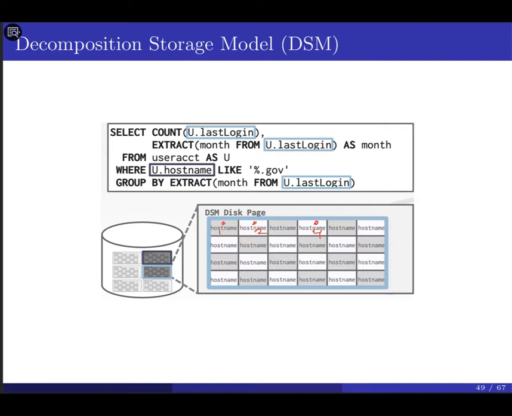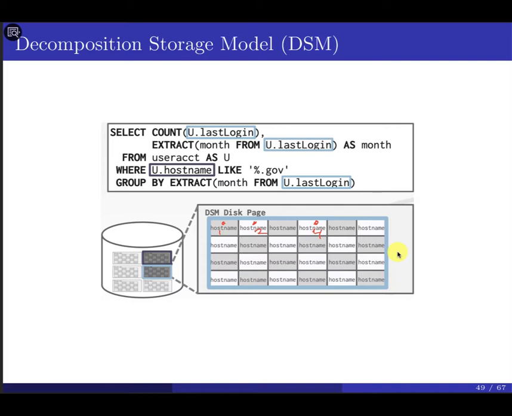So now you need to jump to another block that contains the last login, and you need to consider just the first value, the second and the fourth value for the last login, because those values correspond to the host names that contain the value of government. What does that mean exactly here? Again, you try to figure out a way: if you found a match in one page, how could you figure out the match in another page?